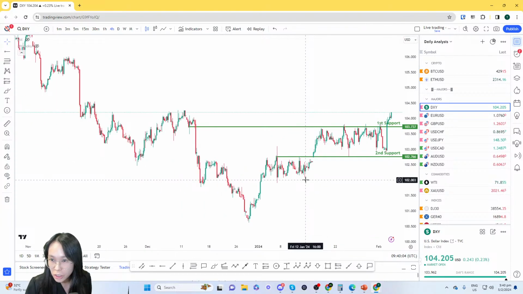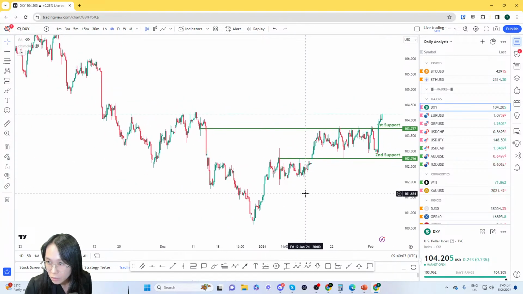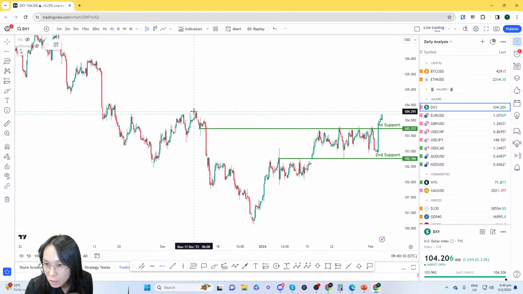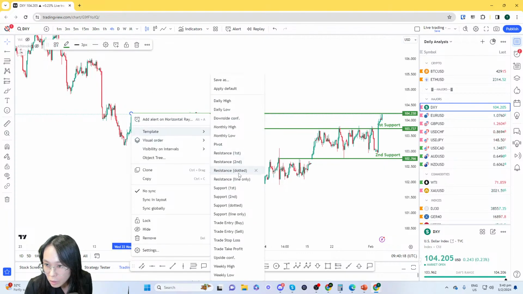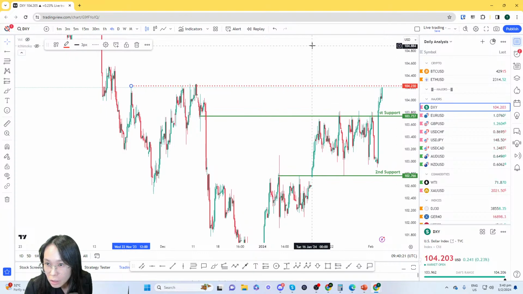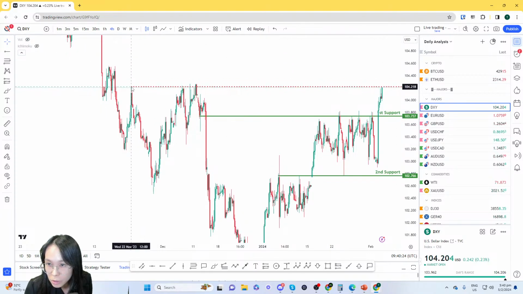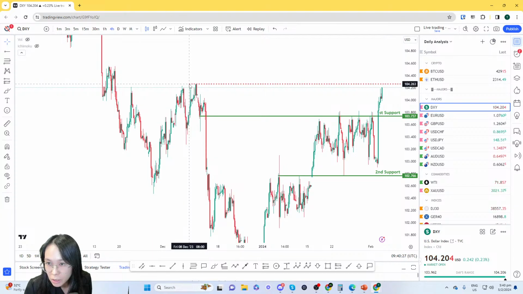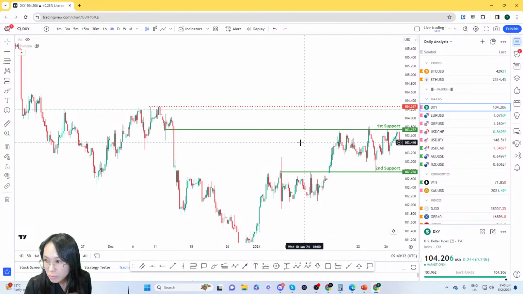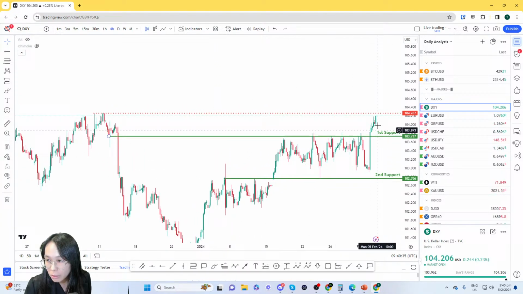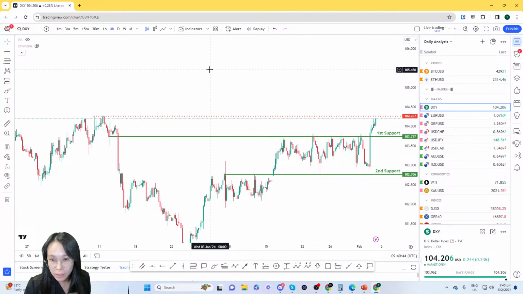Now I'm going to make the chart smaller to look for any resistance. You can see that there is an immediate resistance here. Let me make it bigger and try to connect this one. It's okay, I'm just going to take this level. You can see that the price is currently moving up to our immediate resistance here at the 104.267 level.